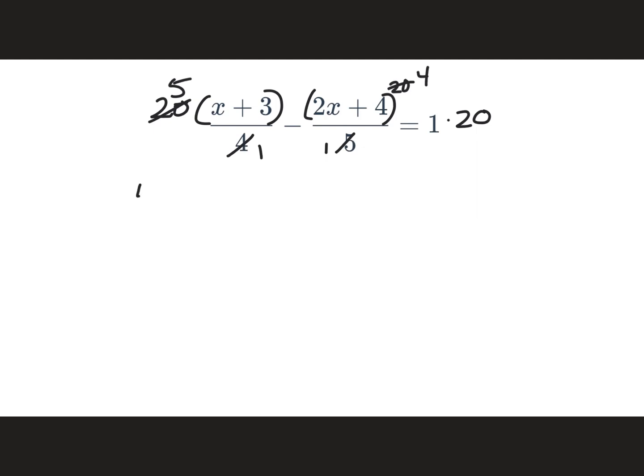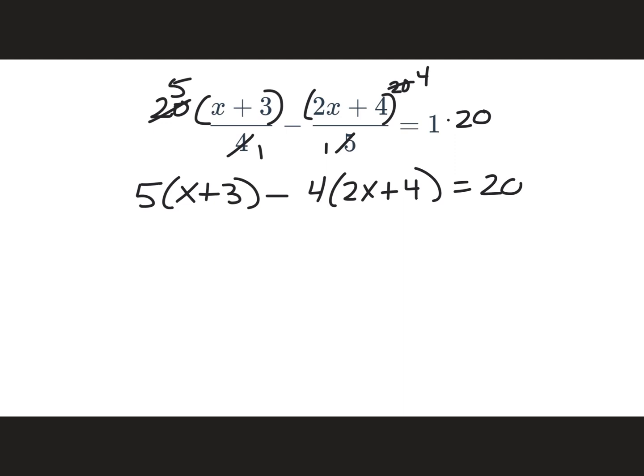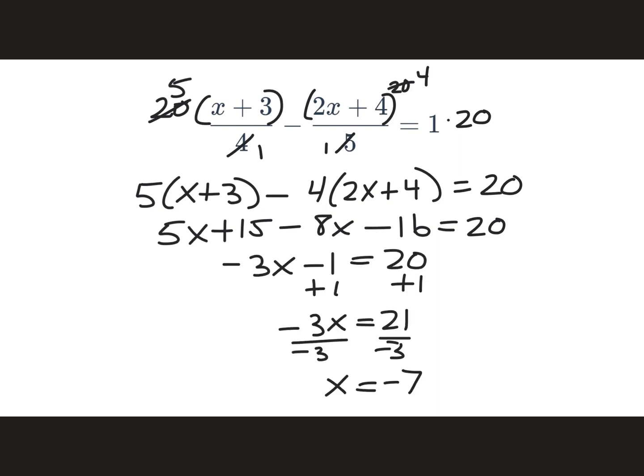And so I'm going to rewrite what you see here. 5x plus 3 minus 4 times, I can put that on the front, that's fine, 2x plus 4 equals 20. Well, now this is something that you're used to. 5x plus 15 minus 8x minus 16 equals 20. All right, let me finish it for you. There you go. Once we got to the step with no more fractions and parentheses, it got pretty simple.